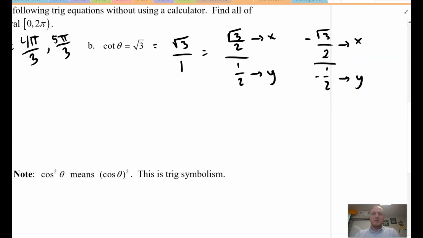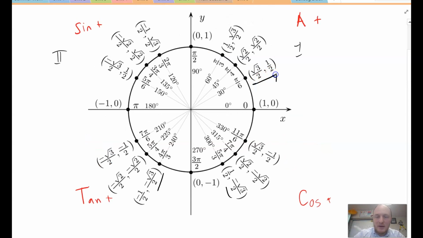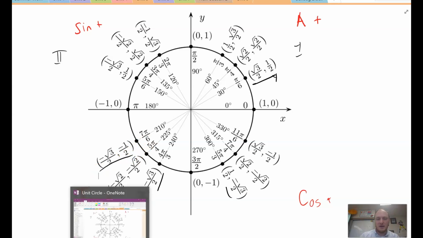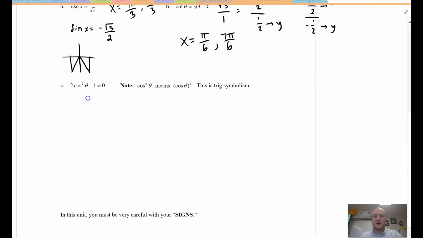So where is my x value? Negative root 3 over 2. And where's my y value? Negative 1/2. We get that here at pi over 6 and here at 7 pi over 6. So that is x equals pi over 6 and 7 pi over 6. Again, if you're struggling with how I find these values, I'm using the chart, and it's good to have the unit circle memorized, and also the hand trick. I think that's really good.